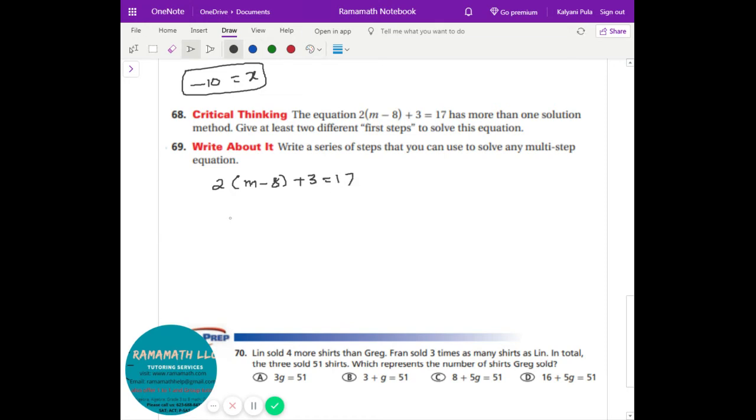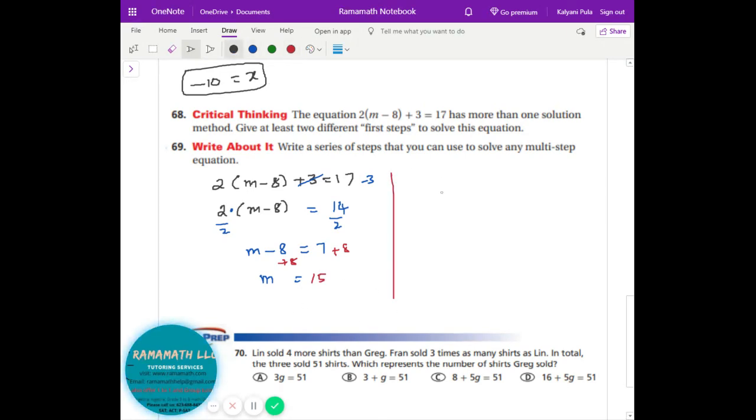That's 17. So what I'm going to do, 2 times m minus 8, I'm going to subtract 3 on both sides. So that gives me 14. And then I'm going to divide, since it's multiplication, right? The whole parenthesis, I'm going to divide by 2. So m minus 8 is 7. Add 8 on both sides. 15. That's one way. Okay?